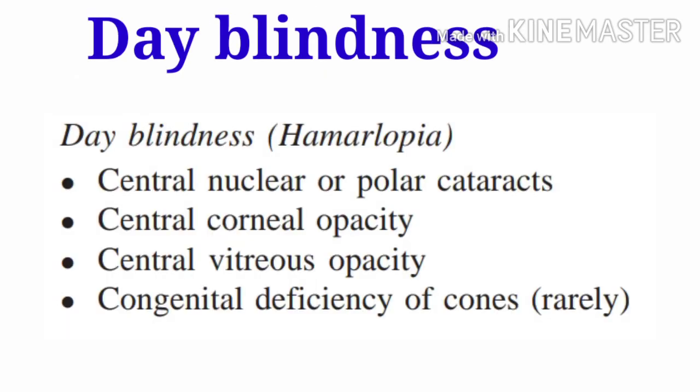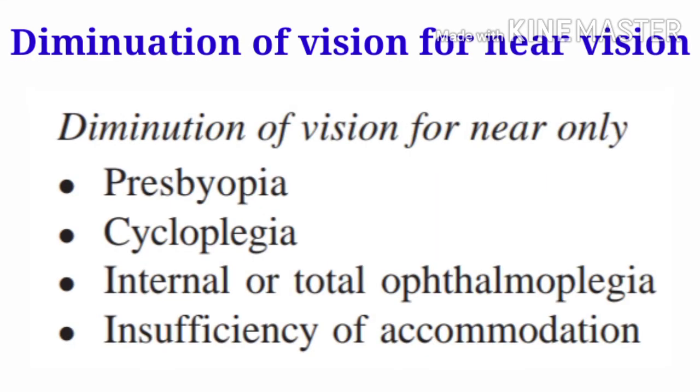Day blindness: hemeralopia, central nuclear or polar cataract, central corneal opacity, central vitreous opacity, congenital deficiency of bone. Diminution of vision for near: presbyopia, cycloplegia, internal or total ophthalmoplegia, insufficiency of accommodation.